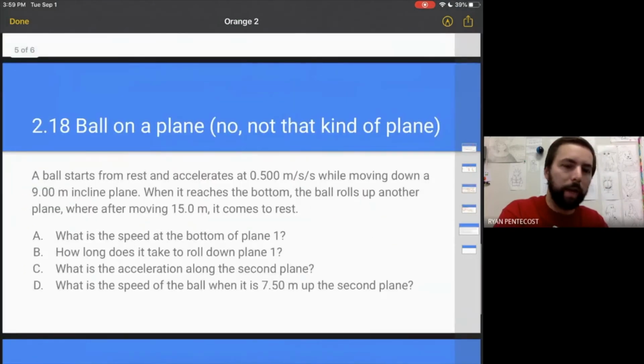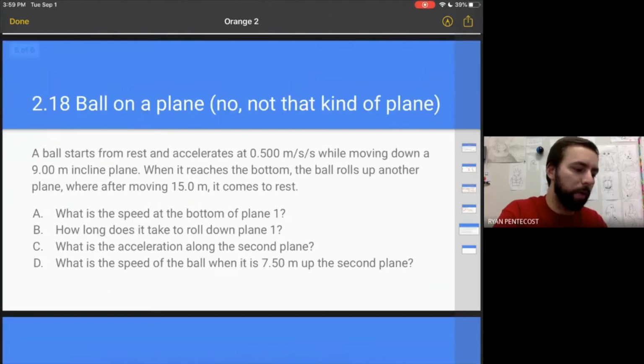All right. Last problem, a ball on a plane. No, not that kind of plane. This isn't like snakes on a plane.